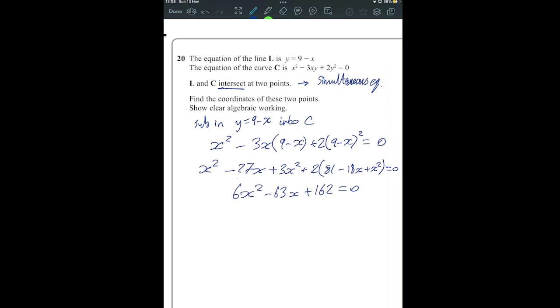Now this is a quadratic. I can try and factorize. One thing I want to notice first is everything is a multiple of 3. So I can divide through by 3 to just simplify the numbers, make the numbers a lot smaller. Now that still doesn't look especially pleasant.